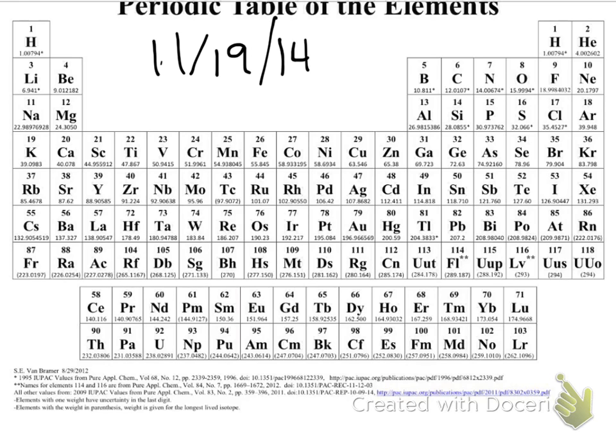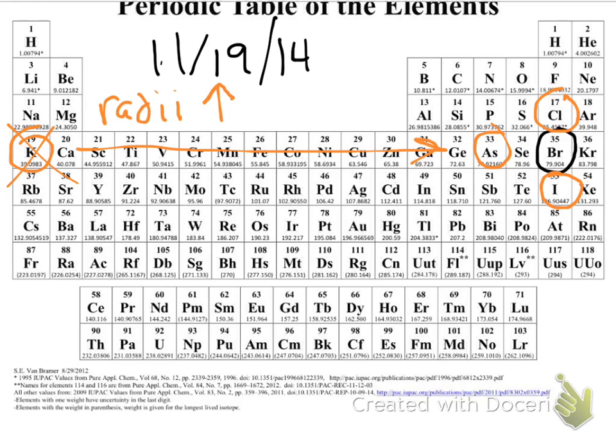So we have bromine that we're comparing, and we are comparing bromine to chlorine, potassium, iodine, and arsenic. Okay, we want to know which one's going to have a smaller radius. Well, we know that radii increase as we go this direction. So those two are both out.